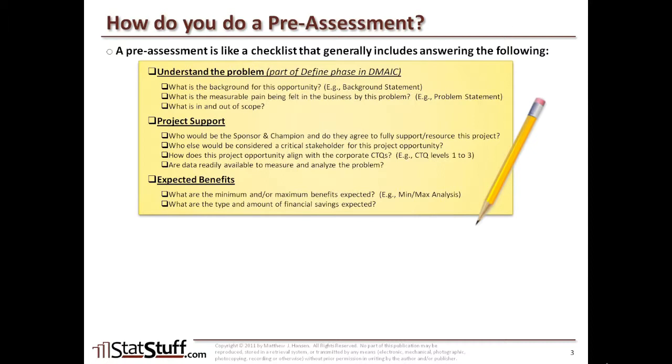So the items that you want to identify in this checklist are broken down into three basic categories. First of all, understanding the problem. Next, understanding the support for the project. And finally, what are the expected benefits? So let's go through these one by one.